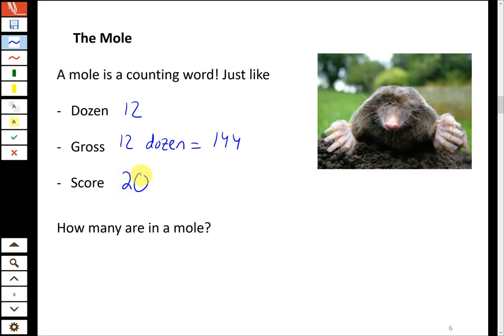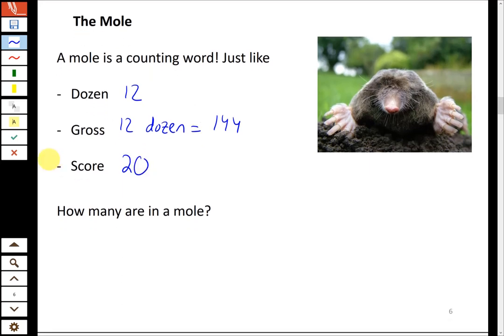So these are all counting words in the English language that refer to a number of objects or a number of items. And that's exactly what a mole is. It's just a counting word that we use in chemistry, but the number that's associated with it is, as I said, a bit larger than these. It's 6.022 times 10 to the 23rd.